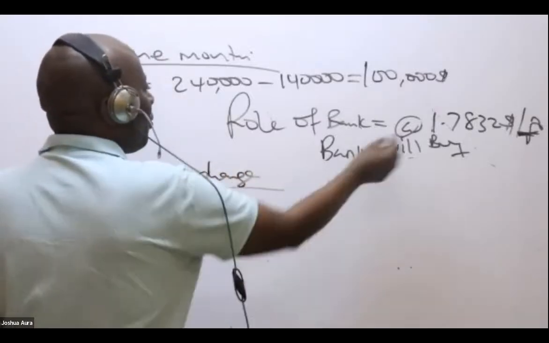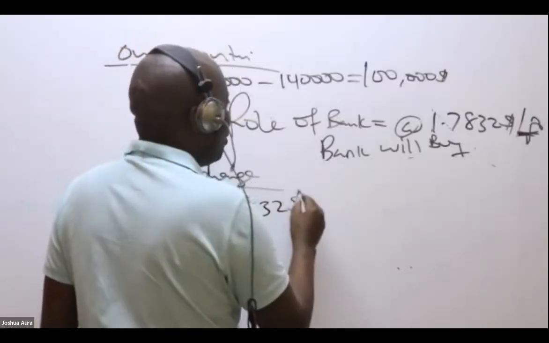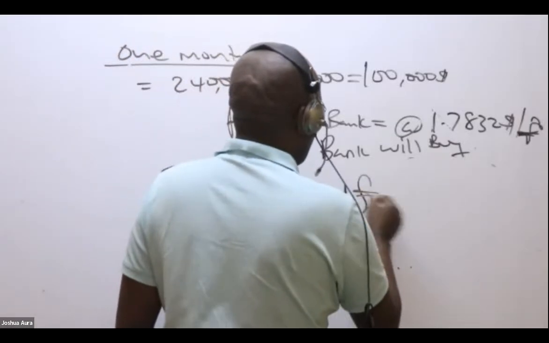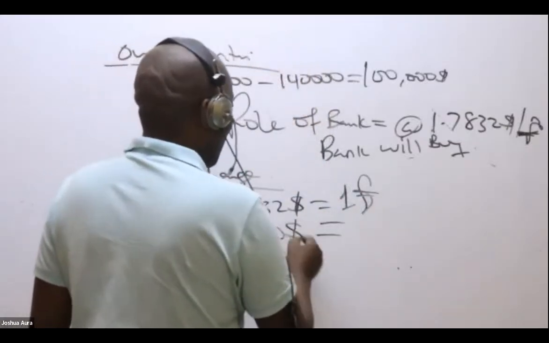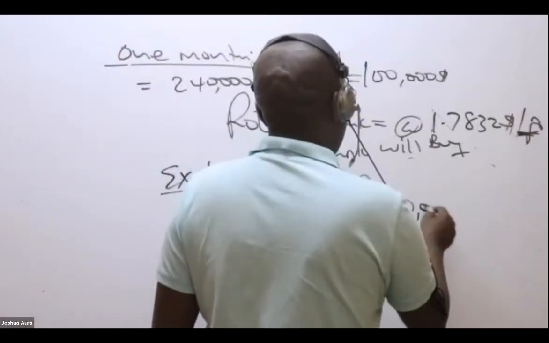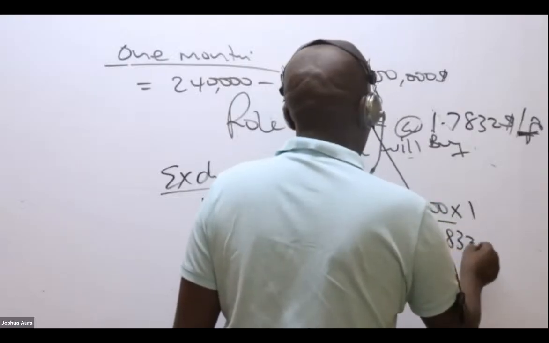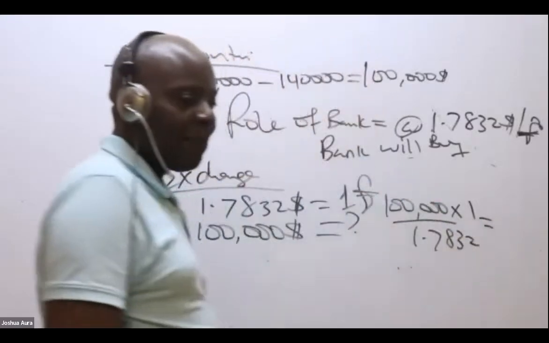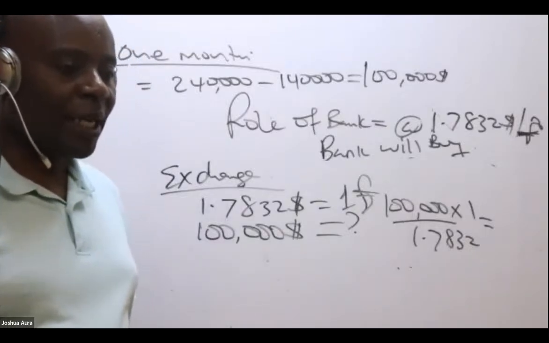We are saying from the exchange that they have chosen is $1.7832 equals 1 pound. How about 100,000 pounds? Dollars, I mean. If you try cross multiplying here, it will be 100,000 times 1 over 1.7832. Niambie itakuja pesa ngapi?